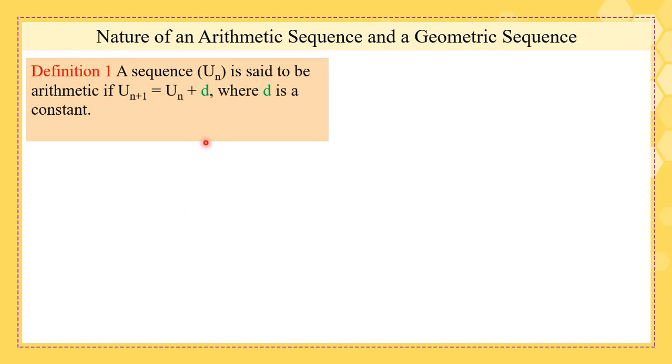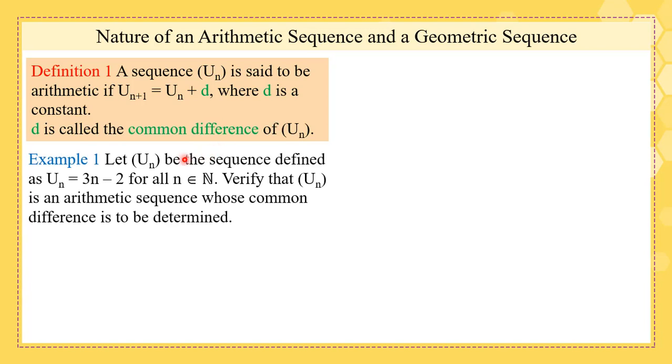A sequence un is said to be arithmetic if un plus 1 is un plus d, where d is a constant. Constant means a real number. And d in this case is called the common difference of un.